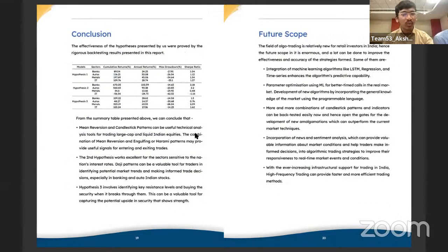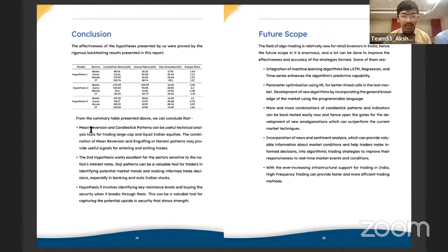Now, let us talk about some conclusions, what we did. This is our results in a tabular format for hypothesis 1, hypothesis 2, and hypothesis 3. So basically, the best Sharpe ratio we got was in hypothesis 2, of 2.18. In hypothesis 1, we learned that mean reversion and engulfing or Harami patterns may provide useful signals for entering trades and exiting trades.